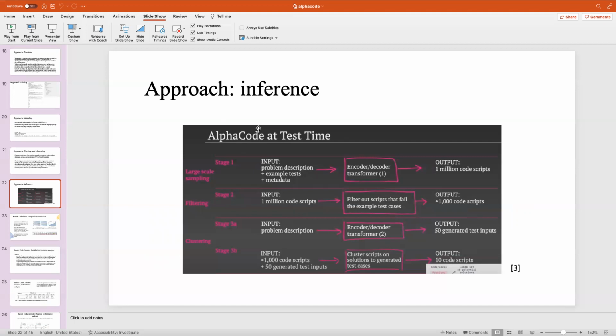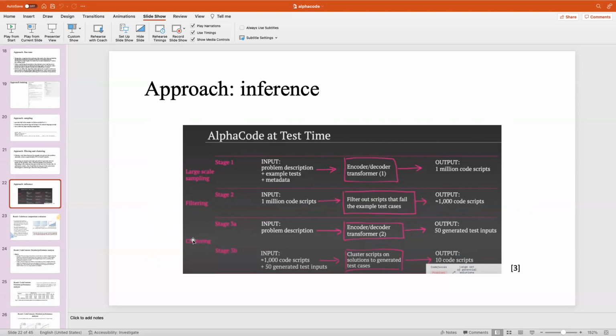So here's the pipeline. For the first stage, the model samples at a large scale. Given a problem, it generates many code scripts, and the filtering removes 99%. So we end up with about 1,000 code scripts.